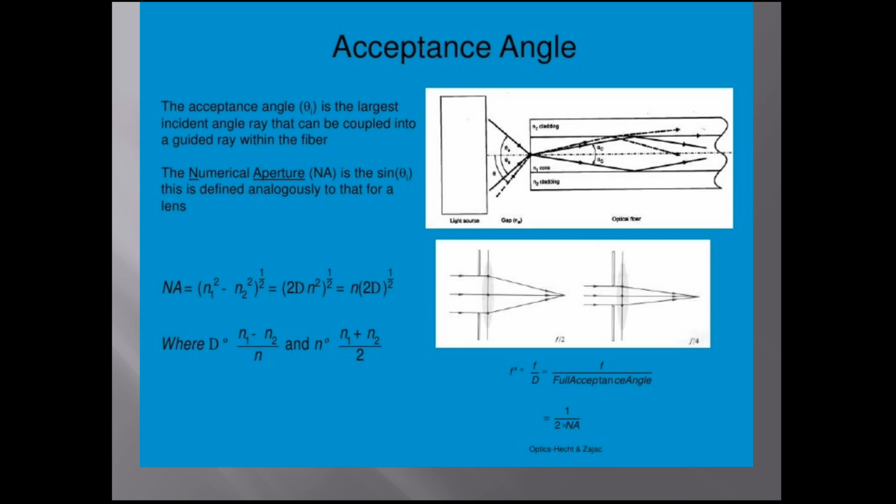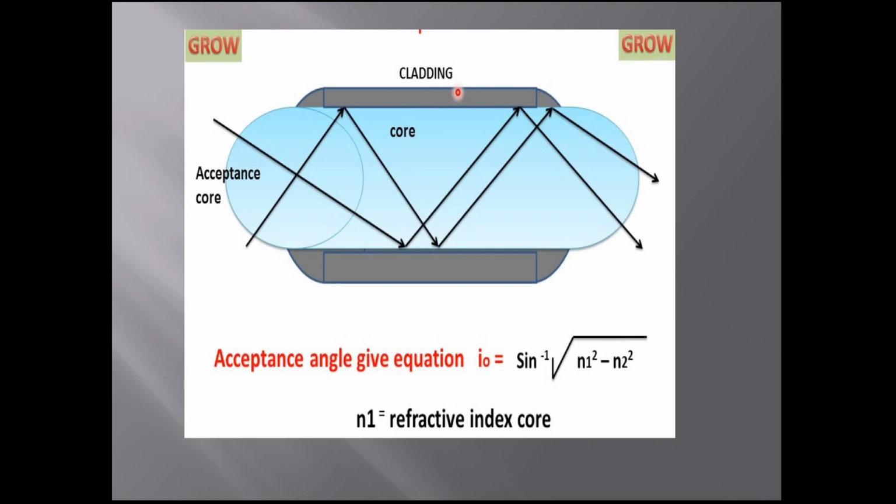Acceptance angle. The acceptance angle, denoted by theta 1, is the largest incident angle of a ray that can be coupled into a guided ray within the fiber. The numerical aperture is sin theta 1 and is defined by analogy with that for the lens. In the next diagram we can see that the acceptance angle is the maximum angle.